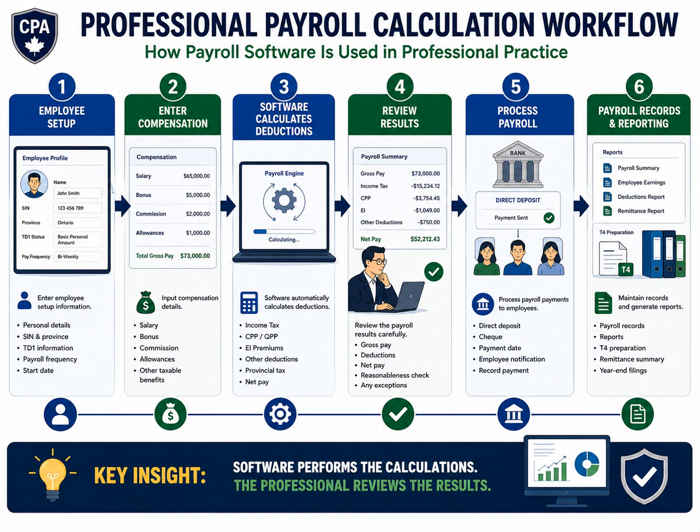The process begins with employee setup. Before any payroll can be calculated, the employee's information must be entered correctly into the system. This includes personal information, the employee's province of residence, social insurance number, payroll frequency, and information from their TD1 forms. This step is extremely important because payroll calculations are only as accurate as the information entered into the system.